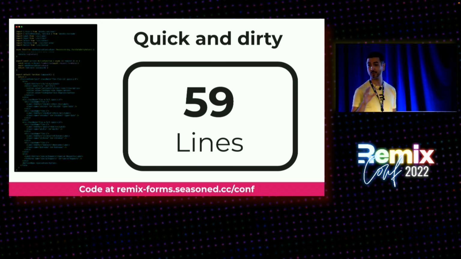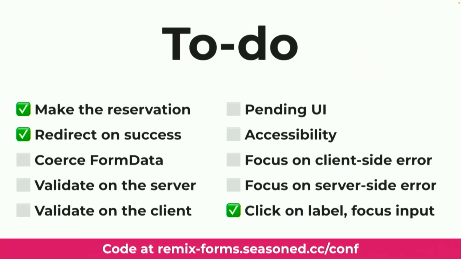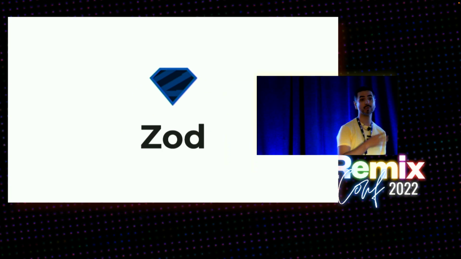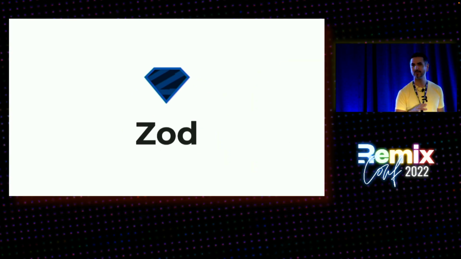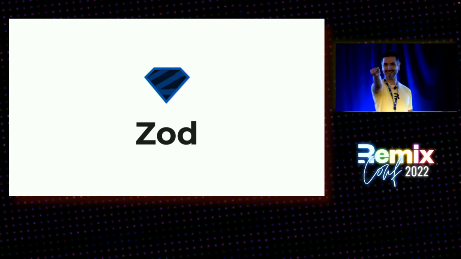59 lines of code for the quick and dirty version from scratch. But we are making the reservation, for the happy paths at least. We are redirecting on success, and because it was such a low-hanging fruit, we are also clicking the label to focus the input. Next, we're going to use Zod, which is a library built by Colin McDonald, who's there.